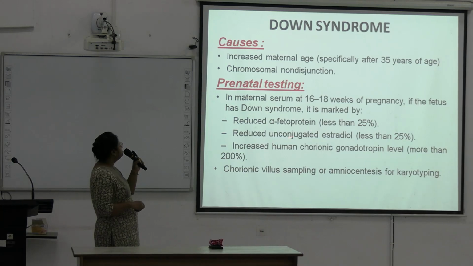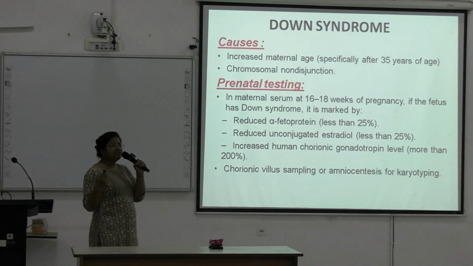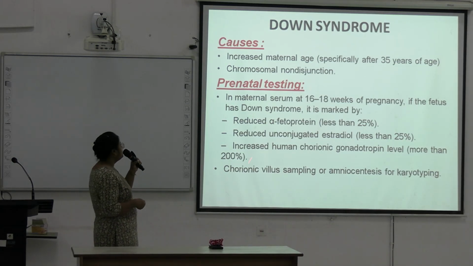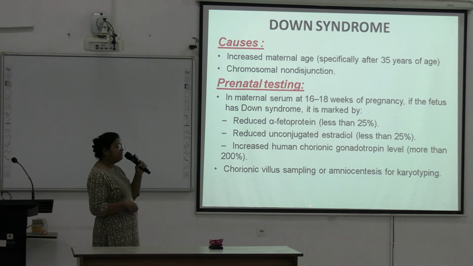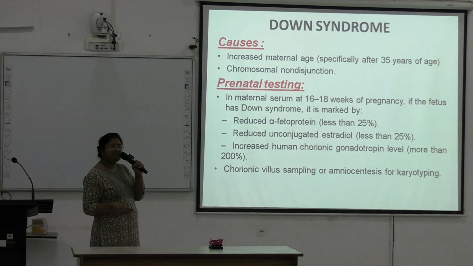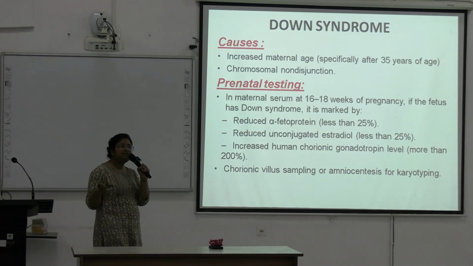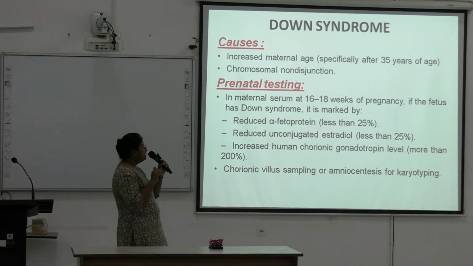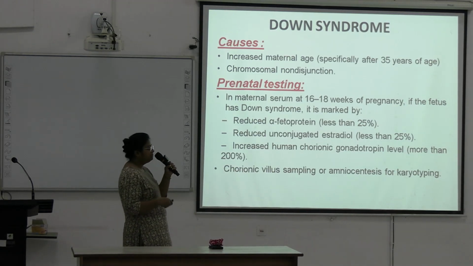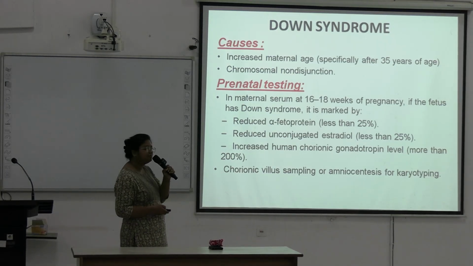And you can do karyotyping for seeing the extra chromosome. You can do chorionic villus sampling or amniocentesis. Through this method you can get fetal cells, fetal somatic cells, and you do the karyotyping from the fetal somatic cells for detection of Down syndrome.